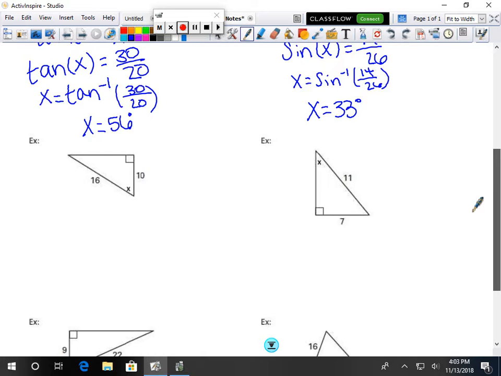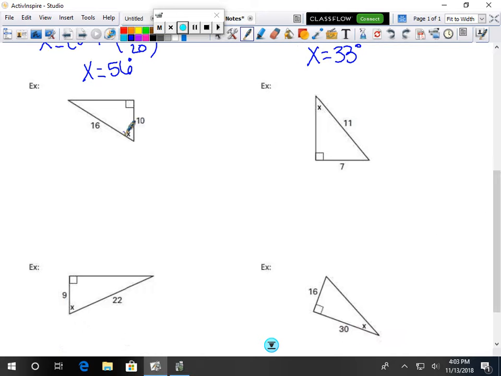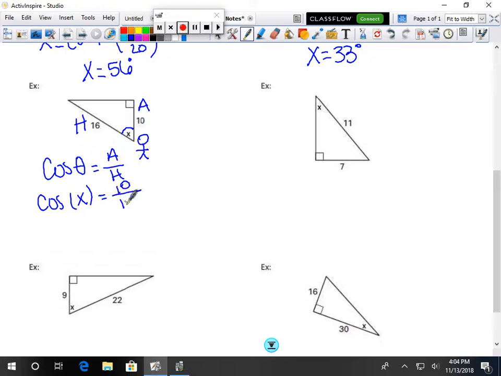Okay, so solving the next problem here. X is down here in this bottom corner, so I'm going to draw my stick man there, so that's where I start from. 10 is closest to the angle, so that's going to be the adjacent side. 16 is across from the right angle, so that's going to be my hypotenuse. The trig function that uses A and H would be cosine. My formula is cosine theta is equal to A over H. So I fill everything in. Cosine of my angle, which is X, is equal to A over H, so 10 over 16.